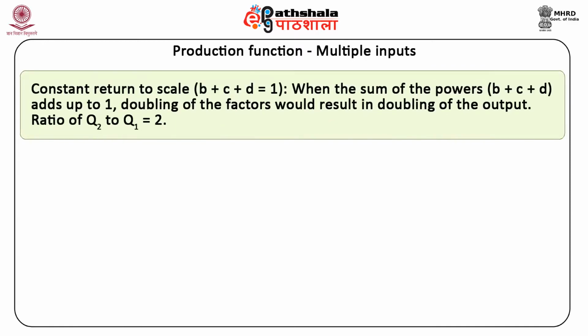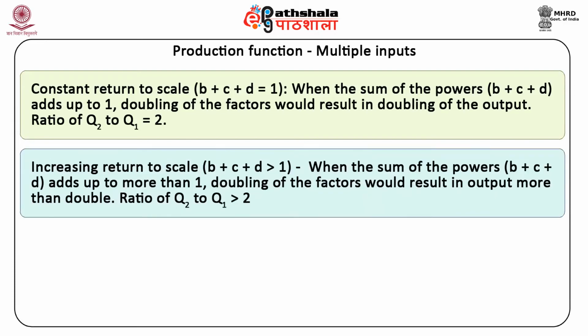First, constant returns to scale. B plus C plus D is equal to 1. Now, when the sum of the powers B plus C plus D adds up to 1, doubling of the factors would result in doubling of the output. Ratio of Q2 to Q1 is equal to 2.